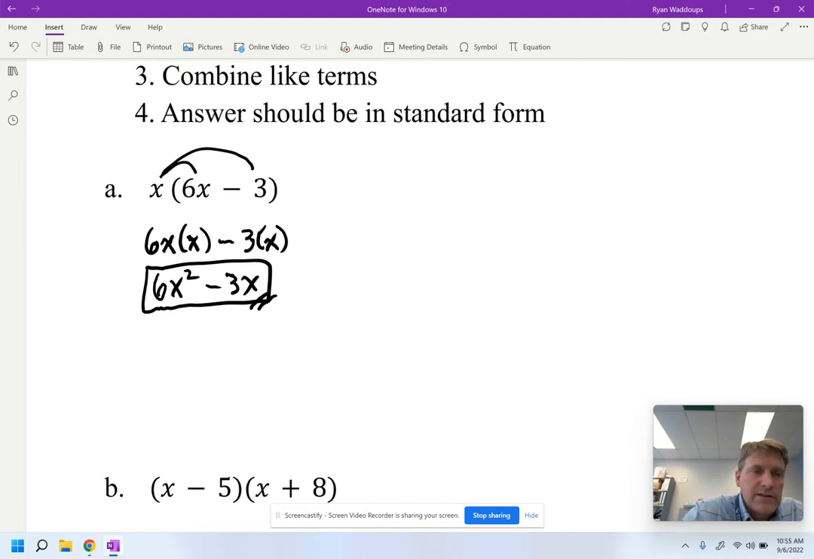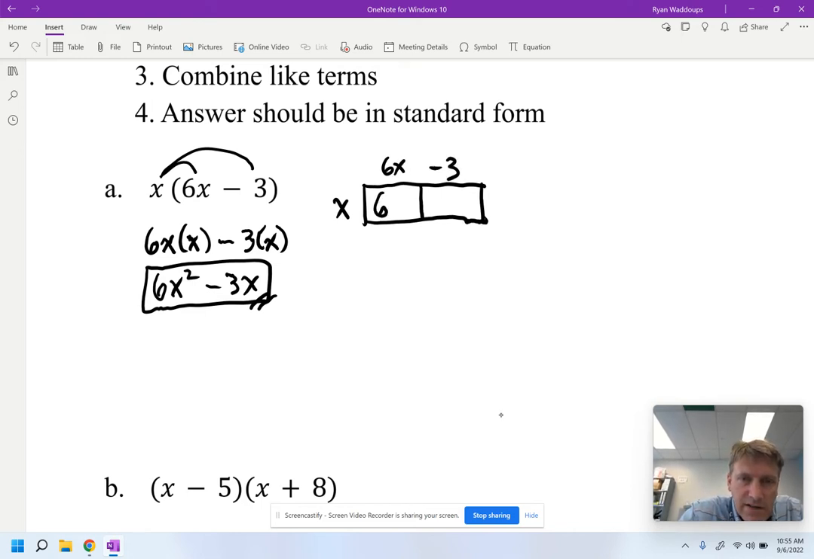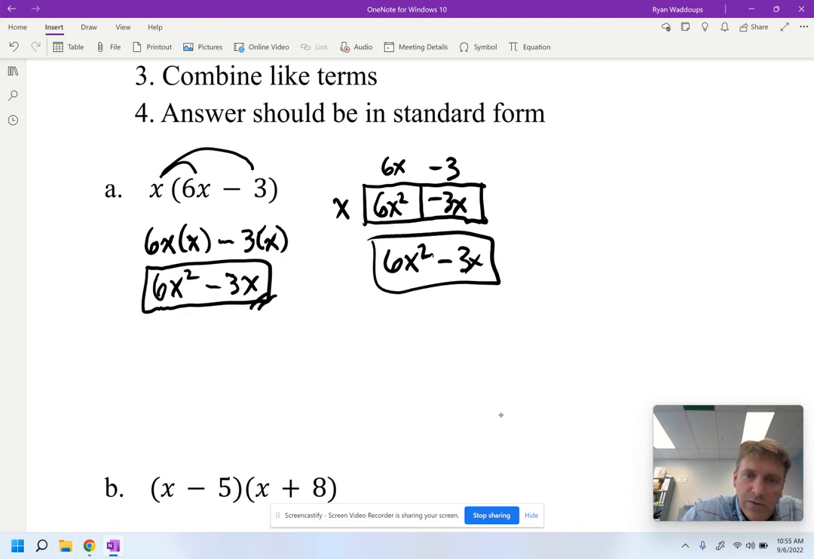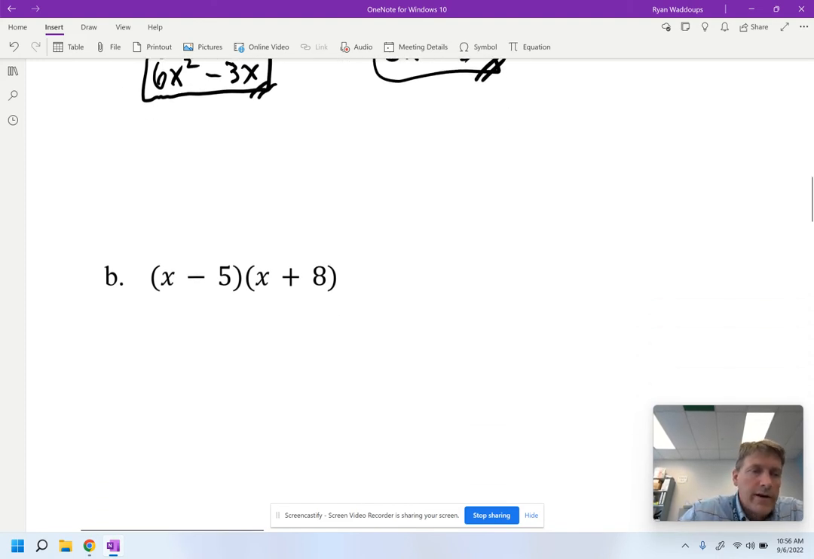Now, if you wanted to do that in a box, since you've got x as one term, you could do this in a box. We don't typically do this, but you can. We'd take one box, x times 6x minus 3, and 6x times x would be 6x squared, and x times minus 3 would be minus 3x, and then we combine like terms, which there are none, so we say 6x squared minus 3x, and we would get the same answer that we got before. All right.